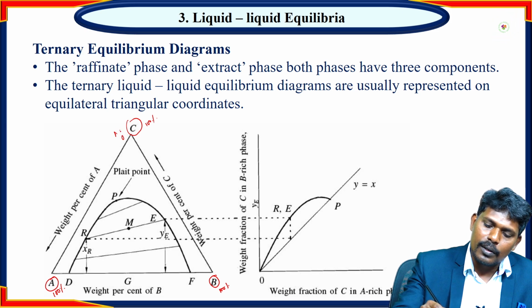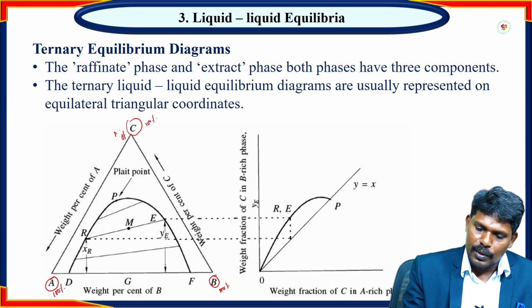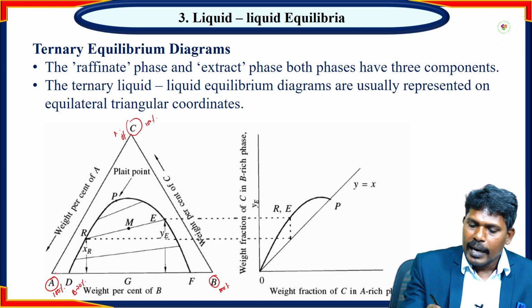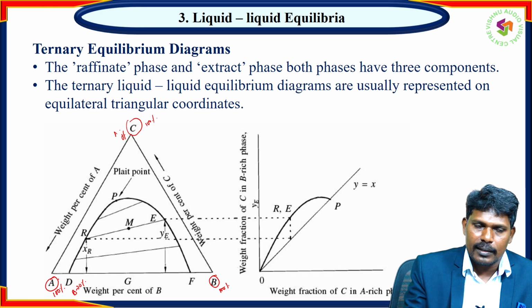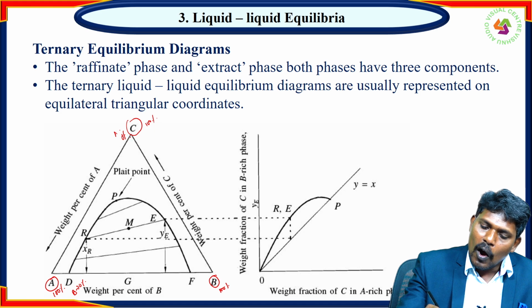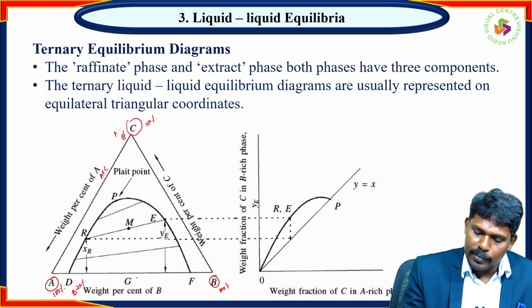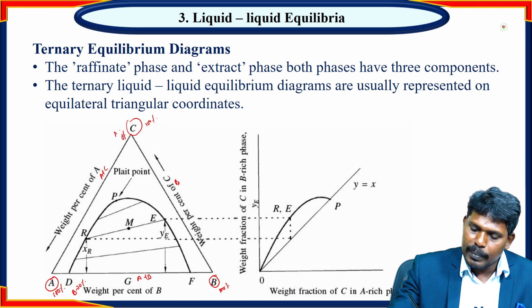A compound 0%. Here B compound, B 0%, because at the apexes of the triangular diagram only the pure compounds are there. On the triangular side, this line is the equilibrium of A plus C. On this line, we have equilibrium of A plus B. This is B plus C.